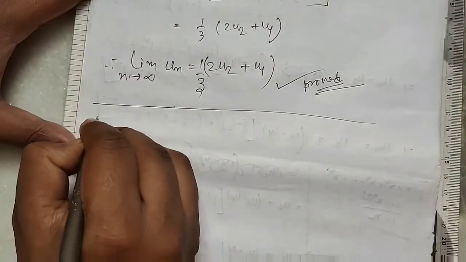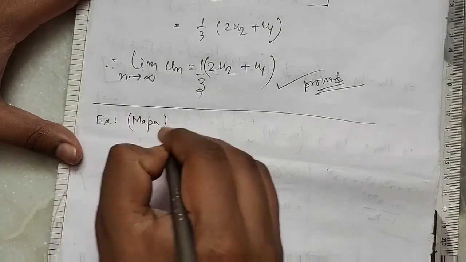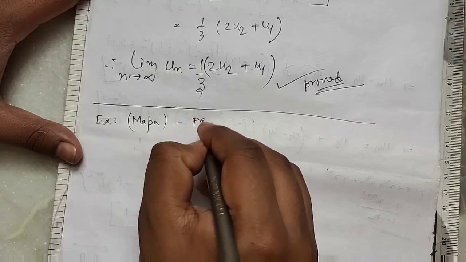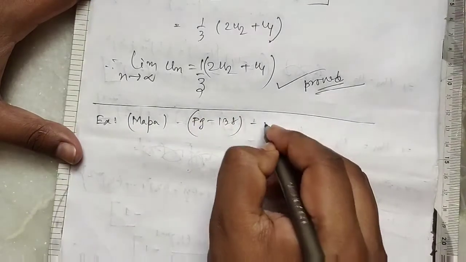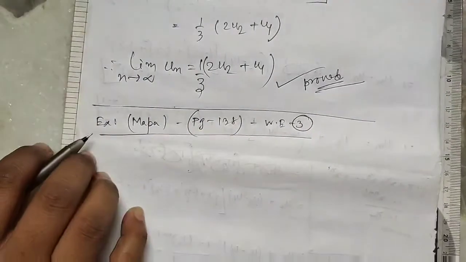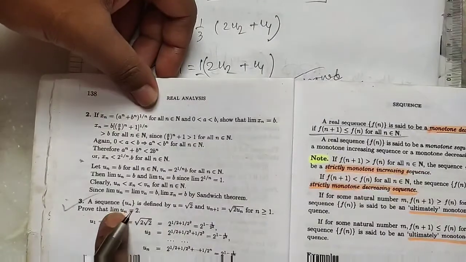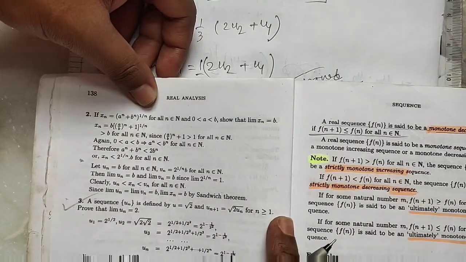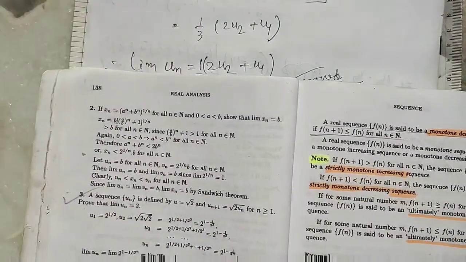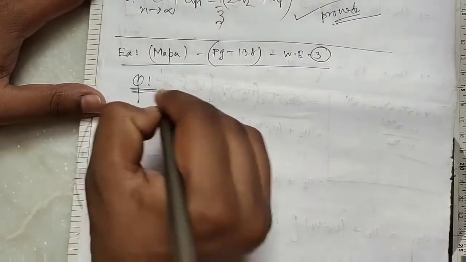Now we discuss another example from the MAPA old book, page 138, example 3. Okay, let's see the problem. A sequence un is defined by this. We prove limit un equals 2. Okay, so we write the question.